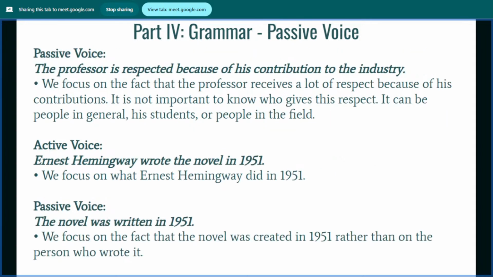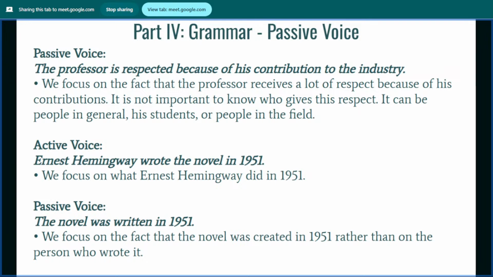But as soon as we change it from active voice to passive voice, the professor is respected because of his contribution to the industry. So now over here the professor is the main subject. We focus on the fact that the professor receives a lot of respect because of his contribution. It is not important to know who is giving that respect. Correct? It is understood by us that we are talking about people in general. We are talking about the reader and people in general when we say the professor is respected because of his contribution to the industry. Correct? So it can be inferred.